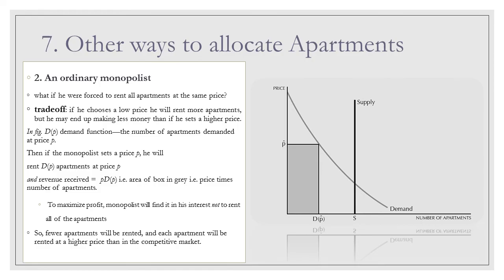the apartments, right, because obviously there is no point in renting all the apartments. Definitely he is motivated by the interest to make more profit, so it's in his interest not to rent them all, right. So fewer apartments will be rented as an outcome, and each apartment will be rented at a higher price than in the competitive market. So this will be the key outcome: the price being offered here is higher than in the competitive market.